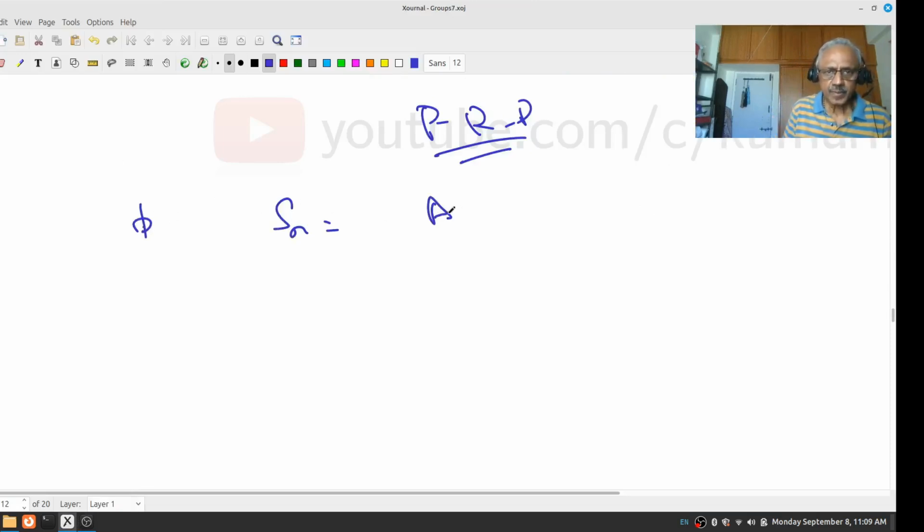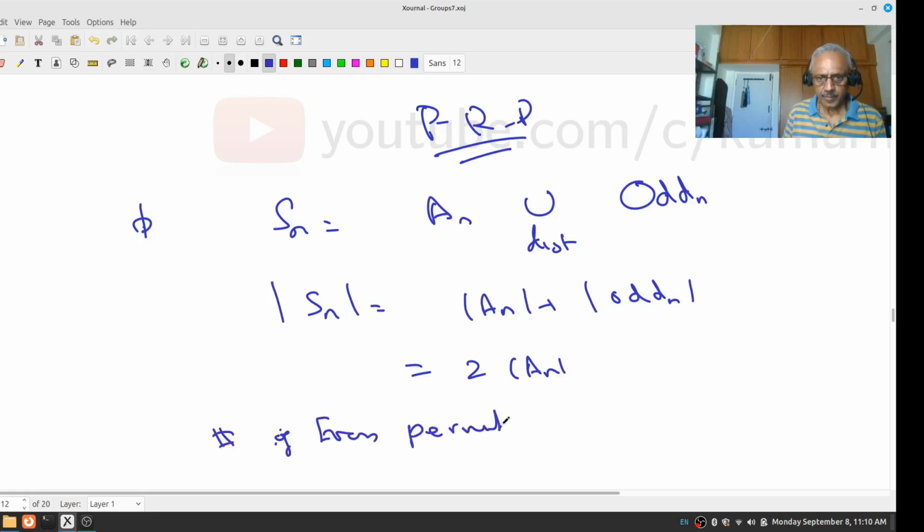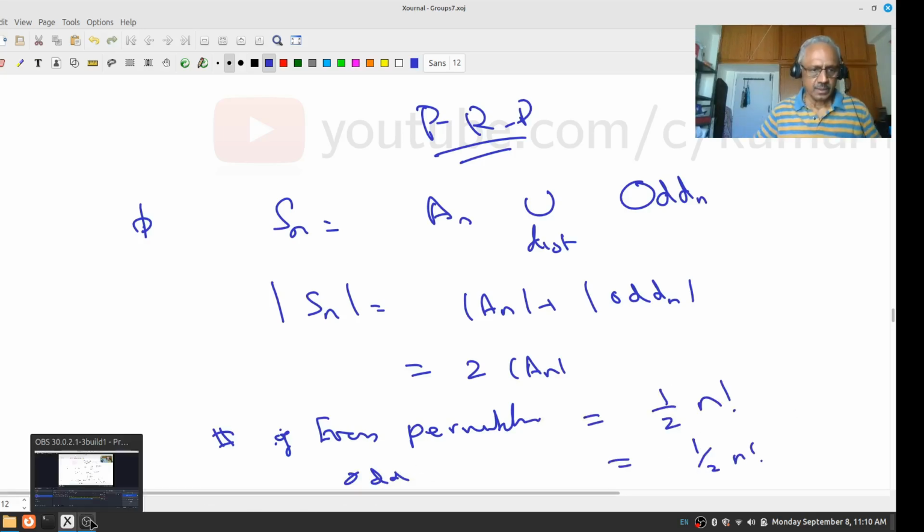Sn is the union of An and odd n. This is a disjoint union. Therefore, number of elements in Sn equals number of elements in An plus number of elements in odd n. But this is twice the number of elements in An because there is a bijection. Therefore, number of even permutations is half of n factorial. Therefore, odd permutations also half of n factorial.